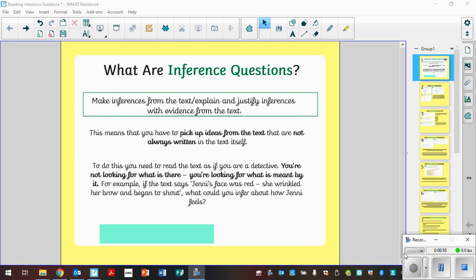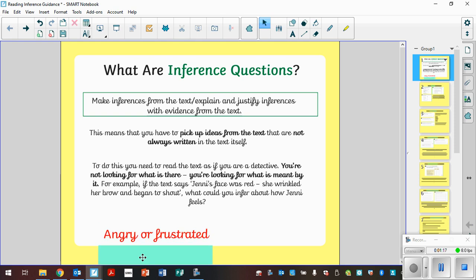So, for example, if the text says Jenny's face was red, she wrinkled her brow and began to shout, what could you infer about how Jenny feels? So just have a think about that. What would you say about Jenny? How do you think that she was feeling? Well, for me, I would probably say that maybe she was angry or frustrated.